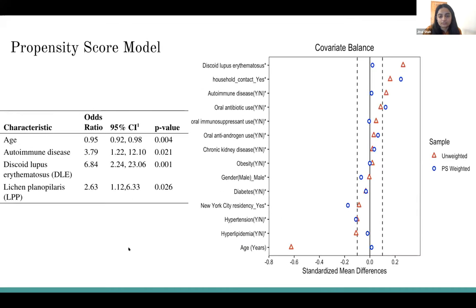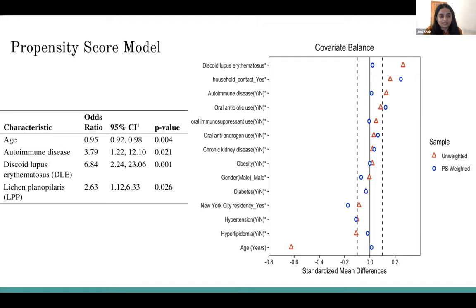So here are the results of the propensity score models. On the figure on the right, you can see the red triangles are the unweighted standardized mean difference, and the blue circles are after the weighting. So you can see after the weighting, most of the standardized mean differences are within 0.10, which is the acceptable range in the literature, except for household contact and New York City residency. So we added them as covariates, as I mentioned before, into our final model.